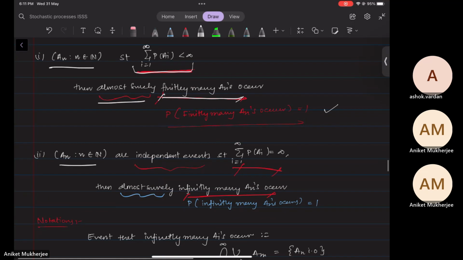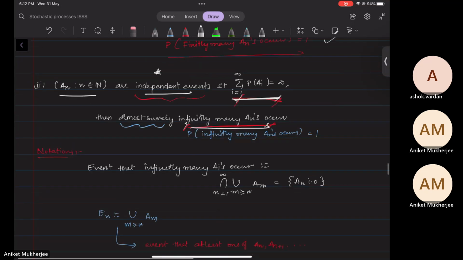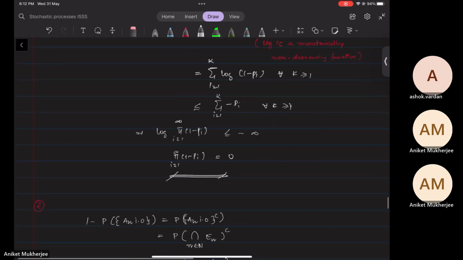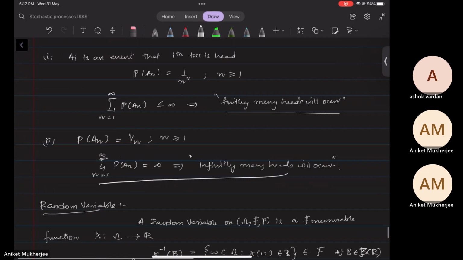Next, you have a sequence of events that are independent, and here independence is important. If the summation of probabilities is infinite, then almost surely infinitely many events will occur. What this means is that the event will occur infinitely many times. We did the proof for those.